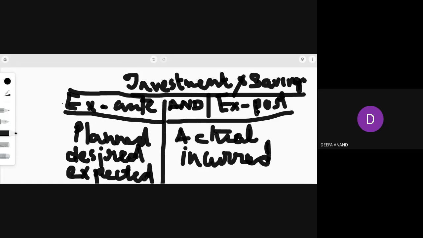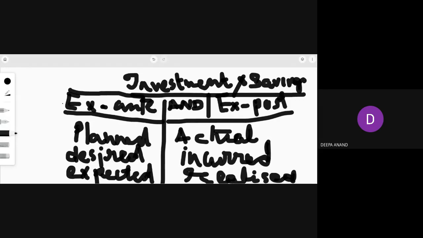Now we will see ex post. What is ex post saving? That is the actual or realized saving in an economy during a year. I will write one more word here, realized. Keep in mind these three words. The actual, incurred or realized investment or saving during a year is known as ex post. So ex post saving is actual or realized saving in an economy during a year.